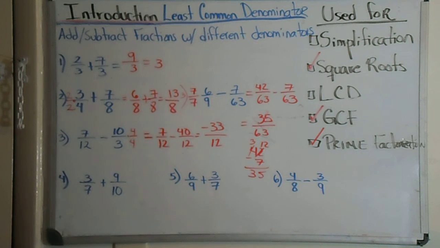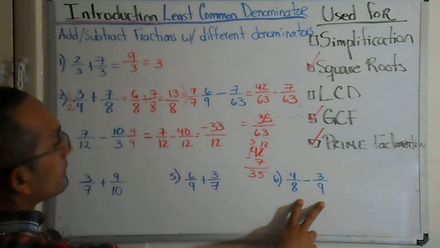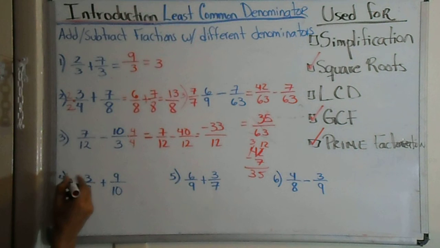Alright, so notice here that there's no common factor between the 7 and the 10, no common factor between the 9 and the 7, and no common factor between the 8 and the 9. So this is the trick. You're going to multiply times the opposite denominator. So in this case, the opposite denominator is 10, right? So I'm going to multiply top and bottom by 10.